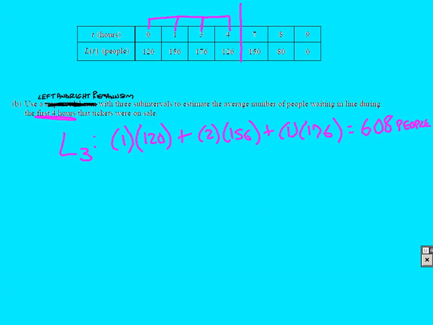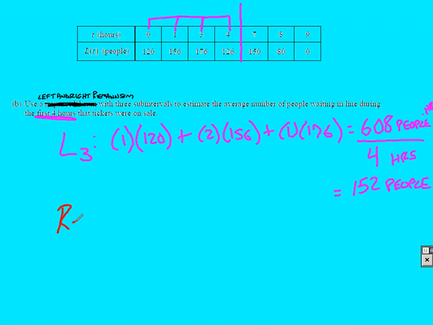Now, this is like people times hours, because this is the number of hours and this is the number of people. To find the average, I need to divide it by my 4 hours that they were there. So these were really, I guess we should call them people hours, if you want to be proper with the units. So I need to do that division, and I would get 152 people were averaged to be in line. Because again, the interval under it would be people times hours, so then divide by hours to get rid of it.